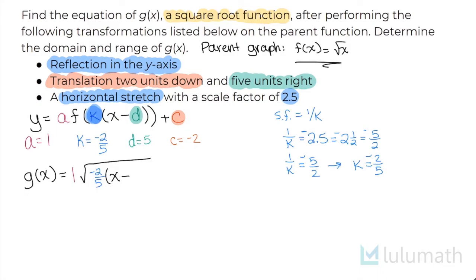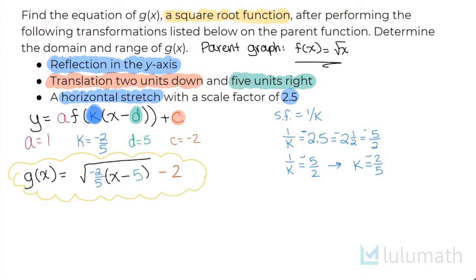We're just subtracting 5, so this will say minus 5 here. We'll close our bracket and we're done with the square root piece. And then the minus 2 just tags along at the end. Now this 1 here is not necessary. I'm going to get rid of it. And this is our function.